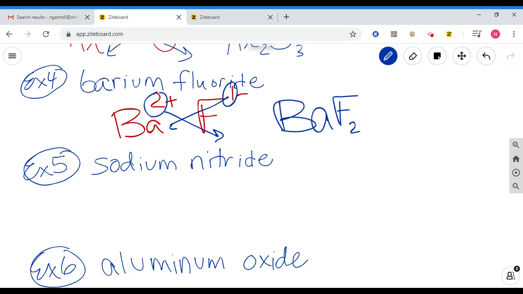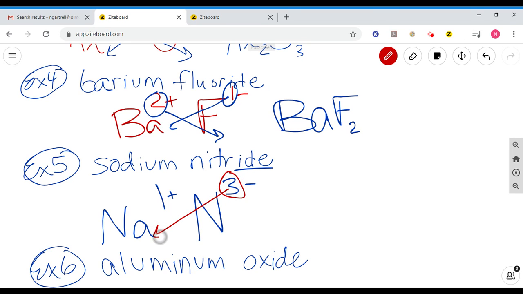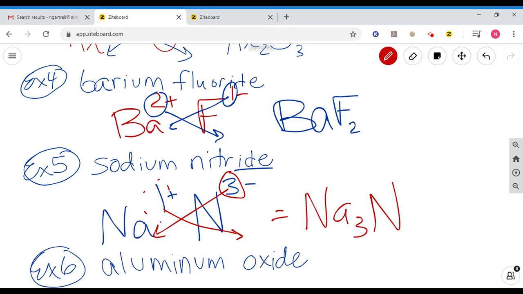The next one is sodium nitride. Sodium is Na. It's in group 1, so it has 1. Nitride is nitrogen. What does it need? It's in group 15, so it needs 3. Once again, the charges are not the same, so we crisscross. I'm not going to really crisscross the 1, so I have Na3N. I'm not going to write the 1.